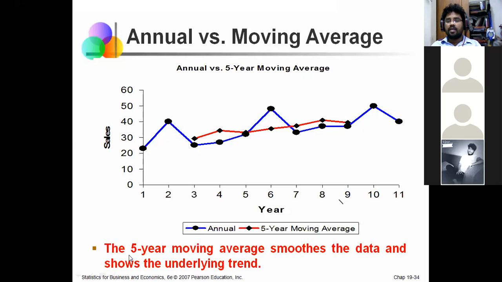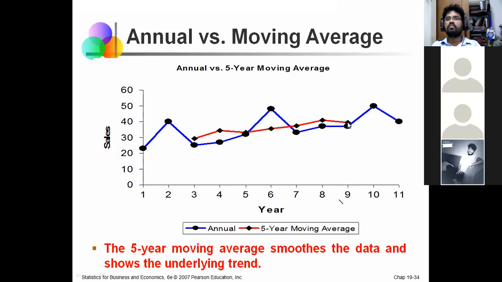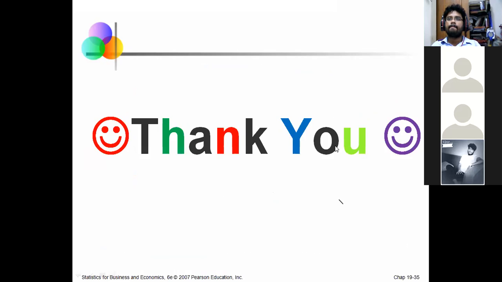See, the 5 years moving average smooths the data and shows the underlying trend. So we come to know that there is a positive trend. For example, if you see from 29 to 39, we can easily observe that there is a positive trend, right? 29 to 39. There is a positive trend from year to year. Is it right? Yes, sir.